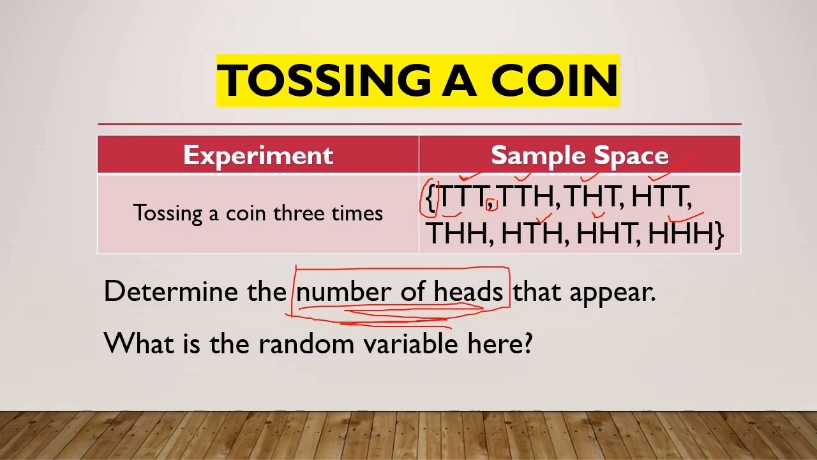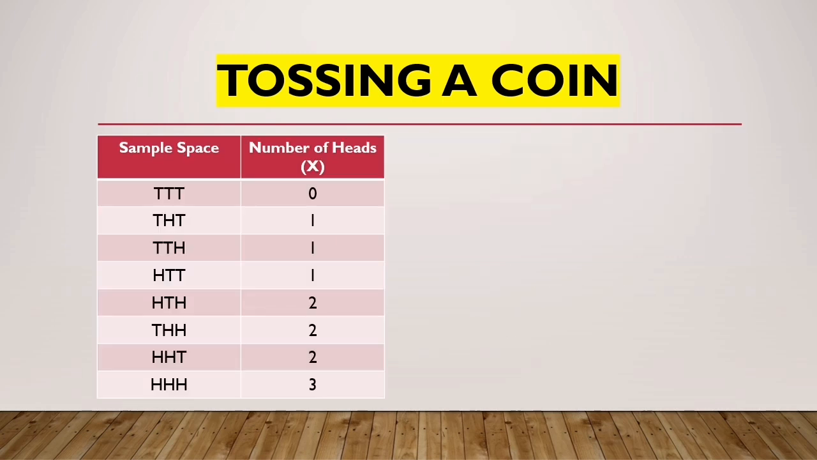And its value depends on the outcomes that we got from the experiment. Okay, let's proceed. Now, from our sample space, we'll list down the possible outcomes in a table, and it is placed here. So these are our possible outcomes from our sample space. And on the second column, we have the random variable, which is the number of heads, represented by the capital letter X. So we have here the 8 possible outcomes.